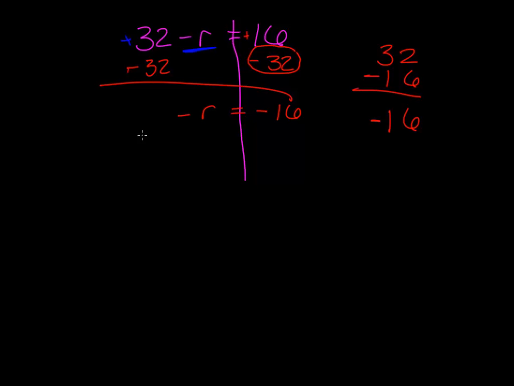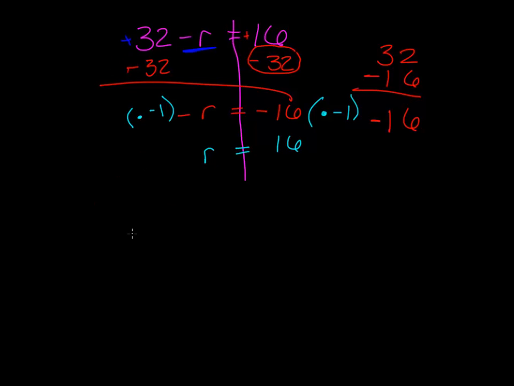Well, what you do to one side, you have to do to the other, but we're going to multiply both sides by a negative 1. We're going to multiply over here. Put the little dot. If it's in parentheses, you should know that you're going to multiply. We're going to multiply both sides by negative 1. That will leave us r equals 16.